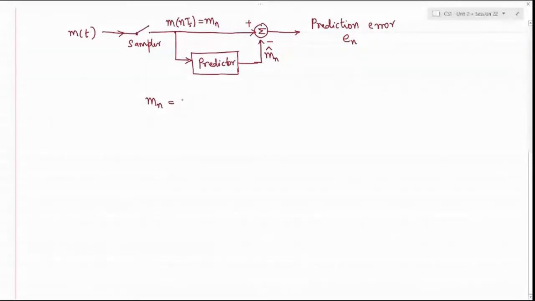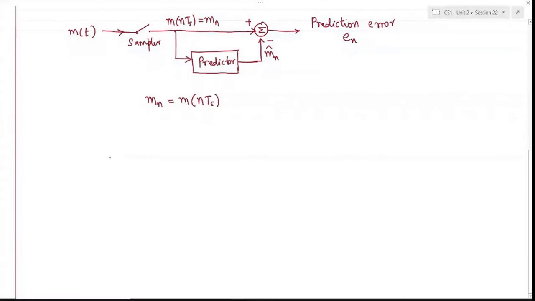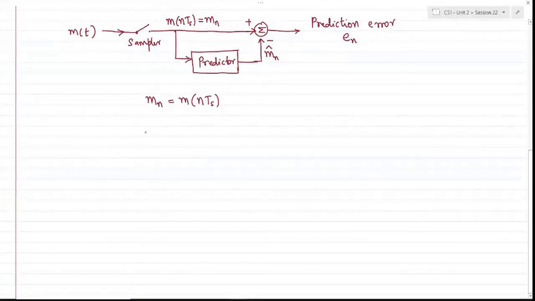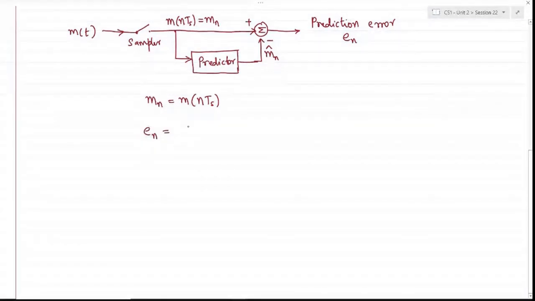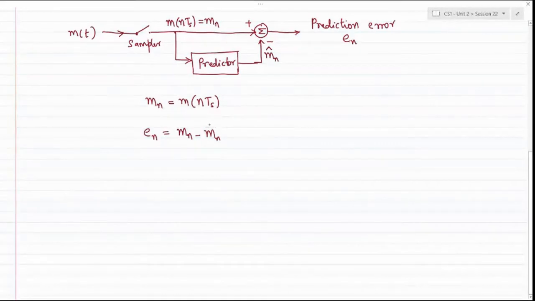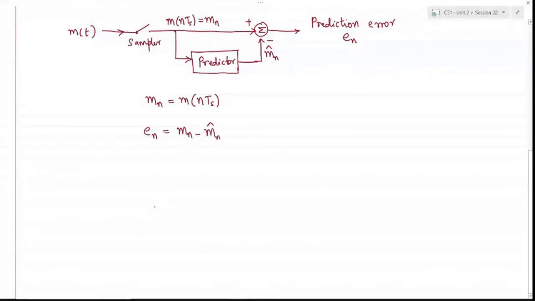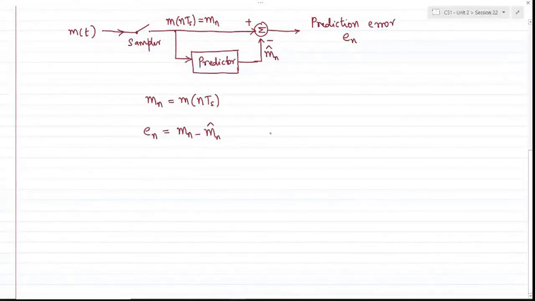Where m n represents the samples of m of t, we can say that this error e n is simply the difference between the current sample and the predicted sample. In other words, e n is the amount by which the predictor fails to predict the input sample m n. So this is the difference between these two samples.